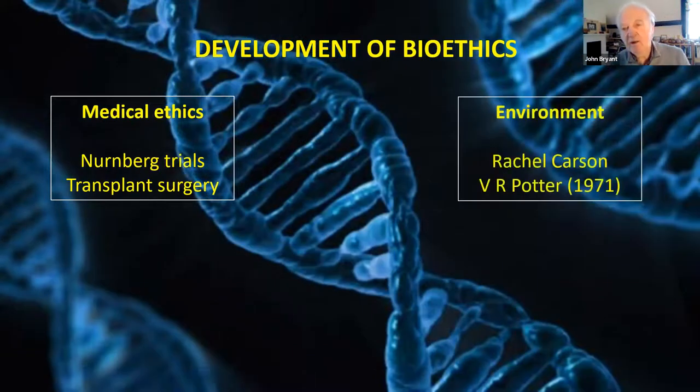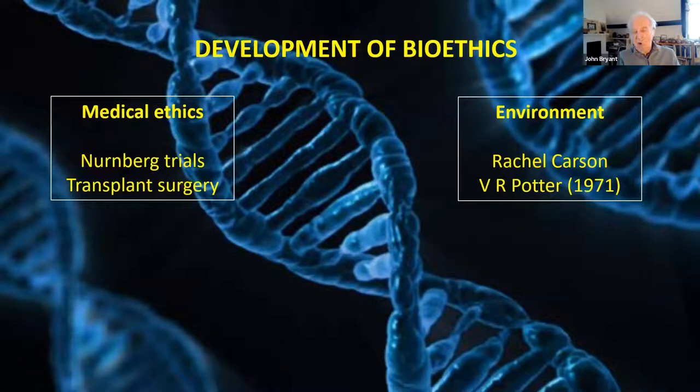But then we've got environment, and environmental ethics is included certainly in my thinking about bioethics. It's not included in everybody's, but in my thinking about bioethics, environment features very strongly. And I can identify really two key events here. One was the publication of a book by Rachel Carson, which became a kind of seminal environmental call for help. It's called Silent Spring. And it was published in the early 60s, and I still have a copy of the first edition sitting just behind me on my bookshelf.